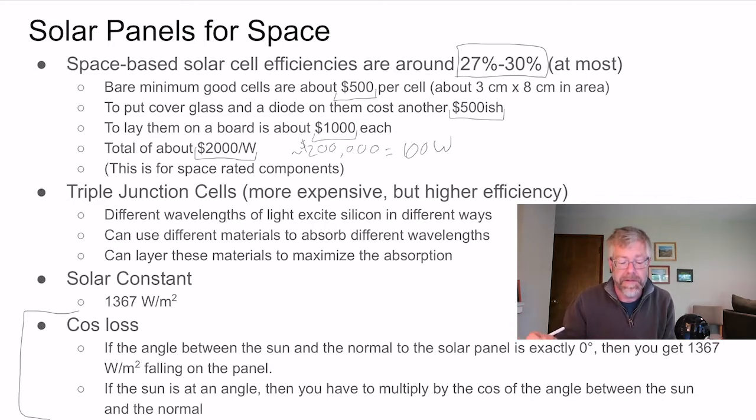Space is expensive. These are what are called triple junction cells. They're very high efficiency. And basically the reason that they're called triple junction cells is because there are 3 layers of solar cell. So one layer absorbs one type of wavelength, the next layer absorbs a different type of wavelength, and a third layer absorbs a third type of wavelength. And each of those adds a little bit more to the efficiency.